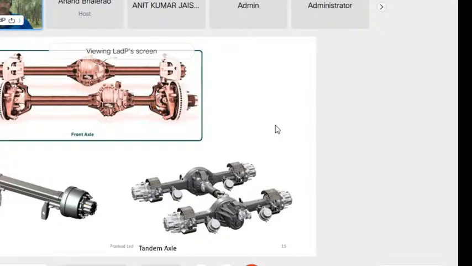This is a dead axle, a tag axle. This is used in heavy commercial vehicles. This is just added to the vehicle to share the load.